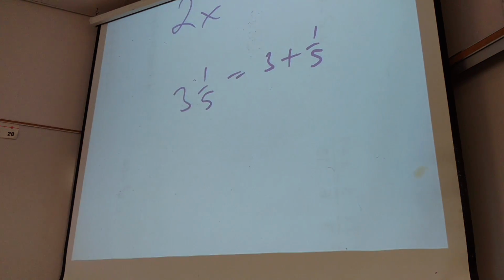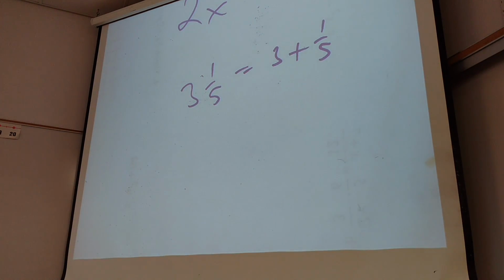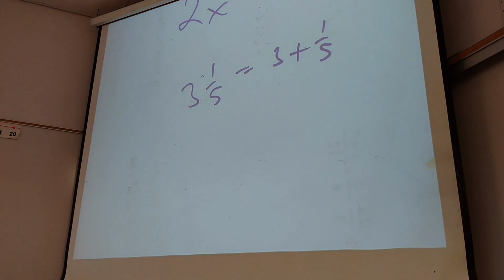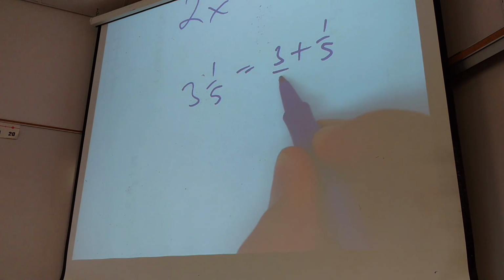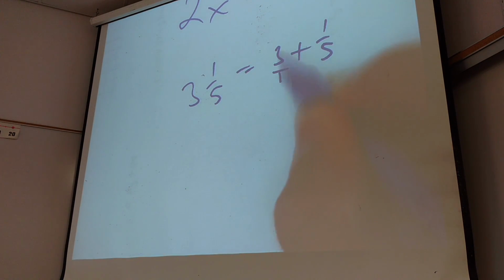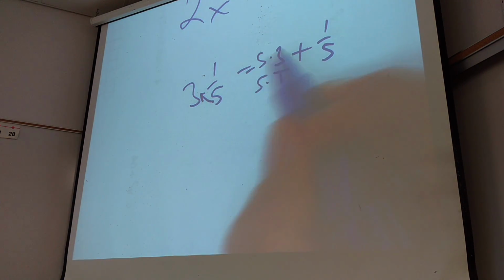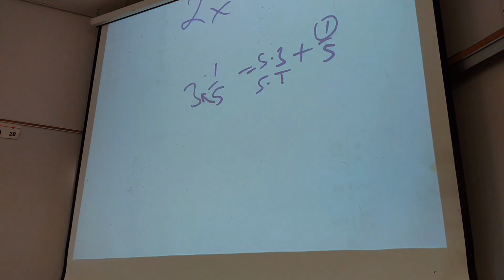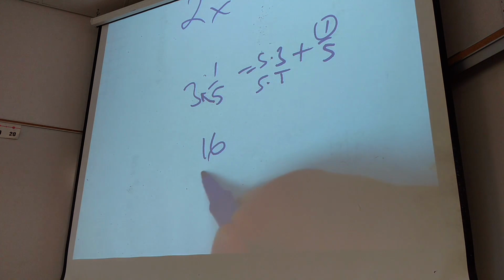So, who knows the shortcut to changing this into an improper fraction? Yeah, so 5 times 3 plus 1. Why does that work? Because how would you add those? What's currently under the 3? 1. So we have to multiply by 5, right? 5 times 3, 5 times 3. And then you would add it to the 1. That's why the shortcut works. So 5 times 3 is 15, plus 1 is 16.